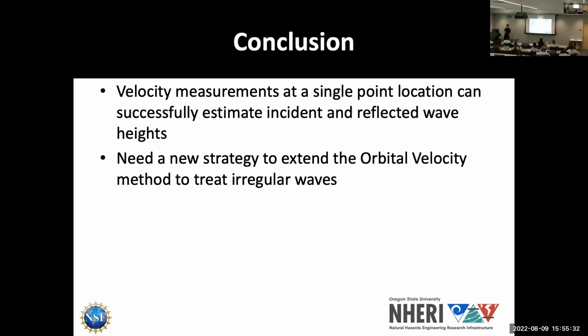Okay, there's a couple simple conclusions we can draw from this research. First is that velocity measurements at a single point location can successfully estimate incident and reflected wave heights. This is still surprising to me that you can use one instrument at a single point location to predict so much about the wave, its initial height and its reflected component, but it's in the math. And then the second conclusion is that we still need a new strategy to extend the orbital velocity method to irregular waves.